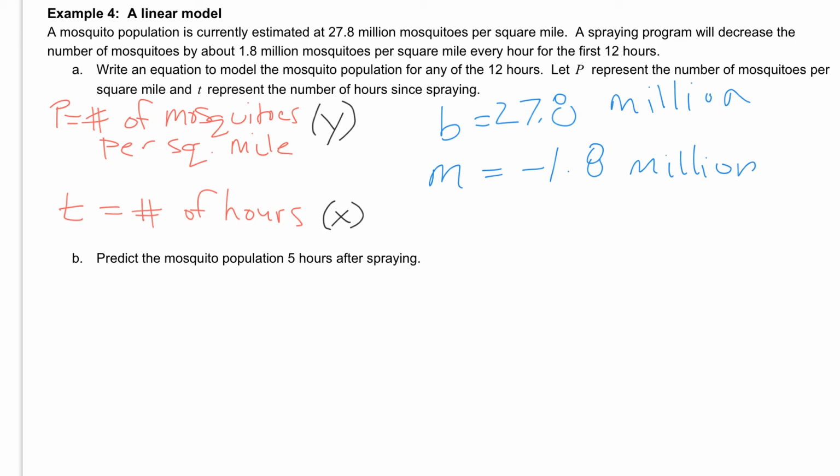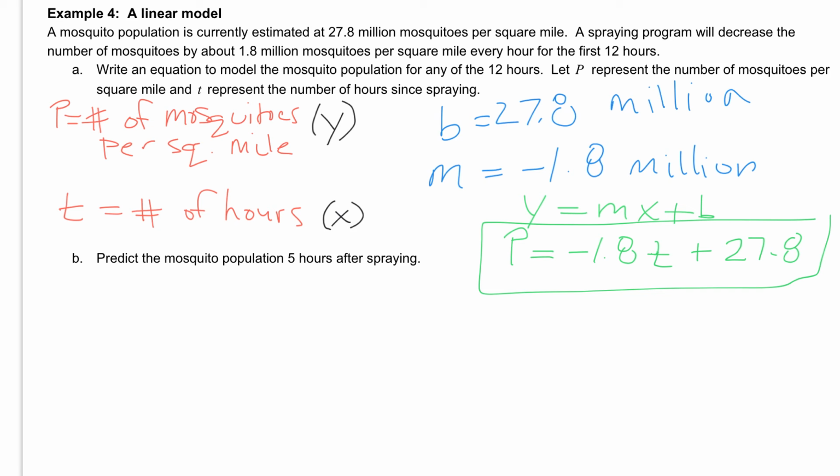Then we want to go ahead and write our equation. So again, we're looking at subbing in for y equals mx plus b. So what does the y represent in our equation? Well, this time y is being represented by p. So we're going to put a p in here, equal to our slope, m, which was negative 1.8. X, instead of using x in this problem, we are using the t. So we're going to plug in t here, plus our y-intercept, which was 27.8. So this is the equation that represents that situation.